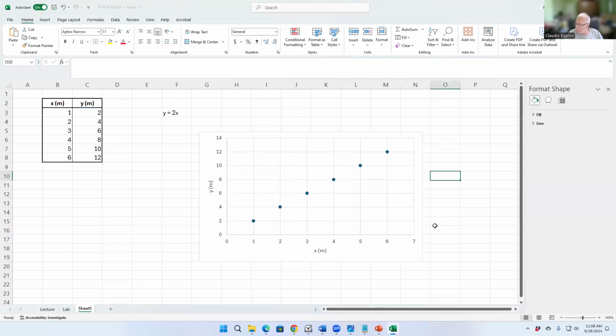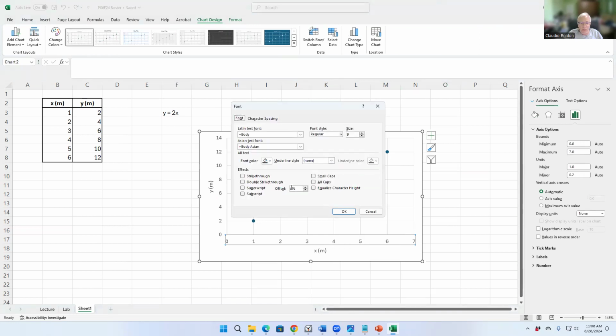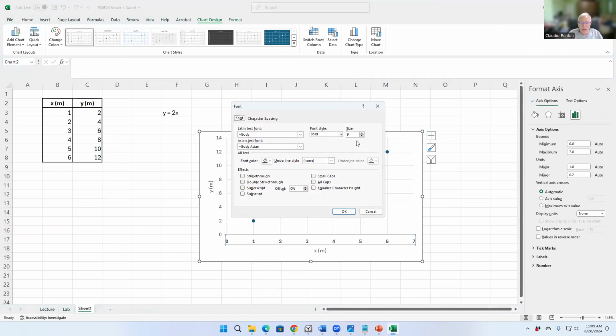Everybody did that? Let's go for 2 more minutes so we can have our break. My personal preference is that I always put those axes here in boldface. It's easier to see the numbers there. Regular, font style, bold. See, it's a little bit bold. You can even change the font size. Right now the font size is 9. I don't like 9 font size. I prefer 12.